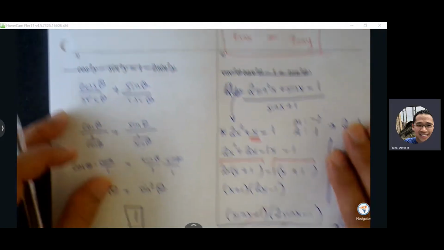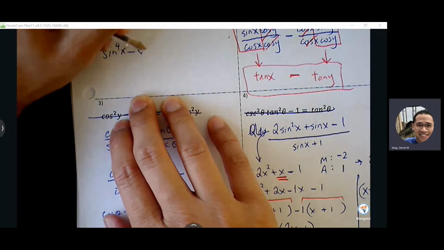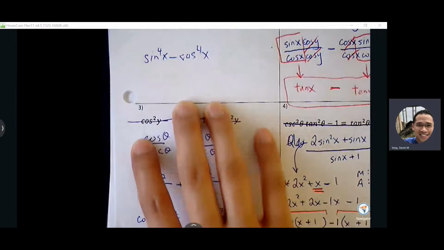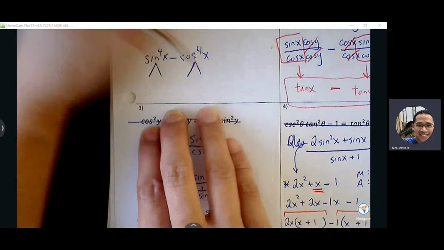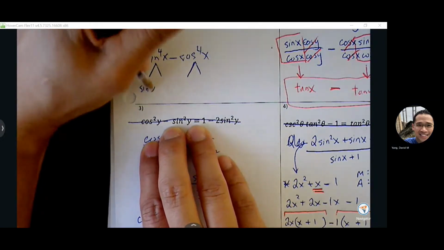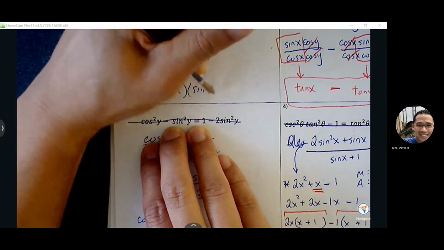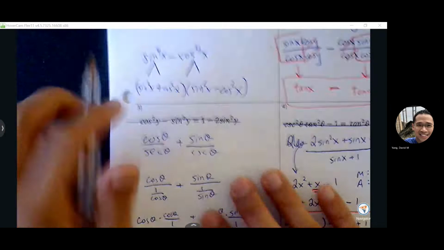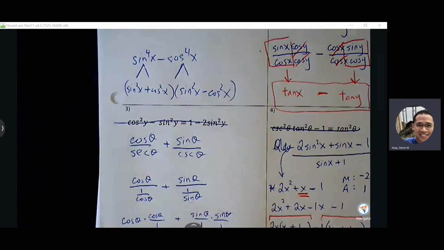Final thing is watch out for difference of squares, right? If I see sine to the 4th x minus cosine to the 4th x. Okay, see, these are both perfect squares, right? You can break them down into their perfect square roots. All right, so watch out for that, right? If I have two perfect squares with a minus sign in between, I can break them down into a squared minus b squared, or a minus b, a plus b, depending on how you want to break that down. Okay.